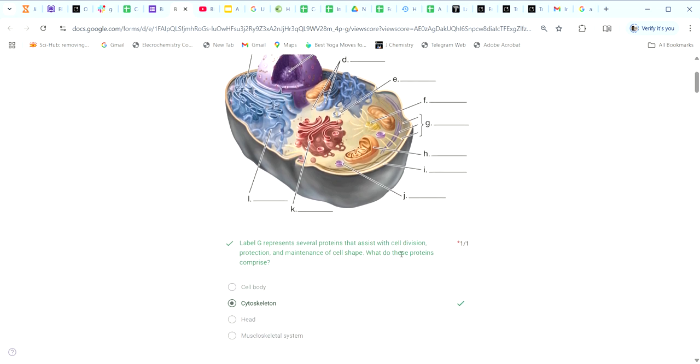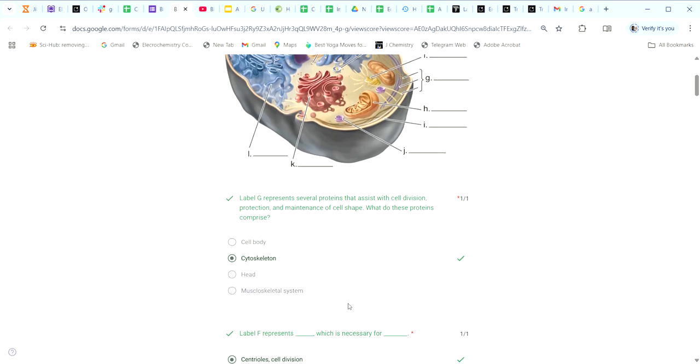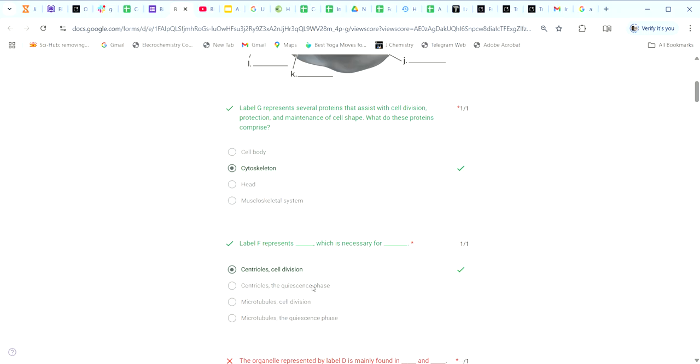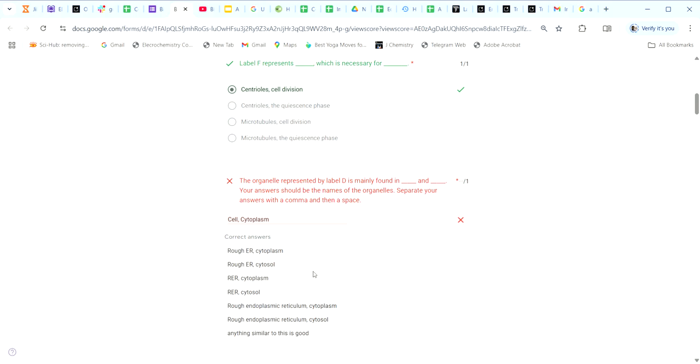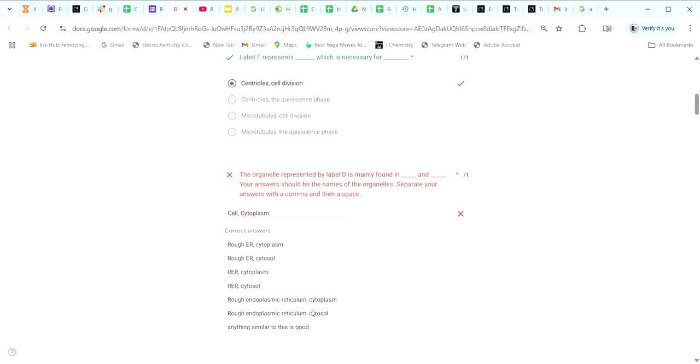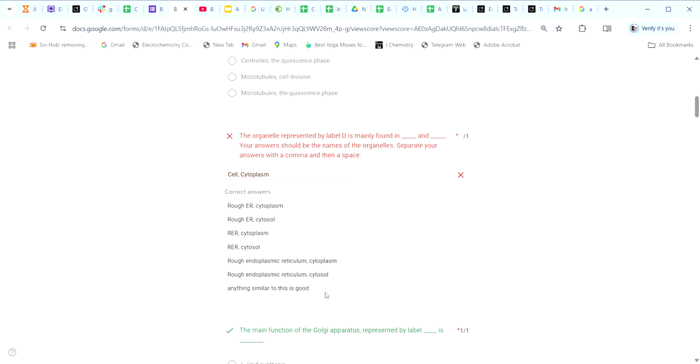Yes, that is correct. The label G represents several proteins that assist with cell division, that is cytoskeleton, and label A represents, that is also correct, organelles, correct answer. RER, not cell. Okay, or RER. Yes. Reticulum. I think endoplasmic reticulum. That should be rough endoplasmic reticulum and cytoplasm. So only one is correct. So not two is correct.